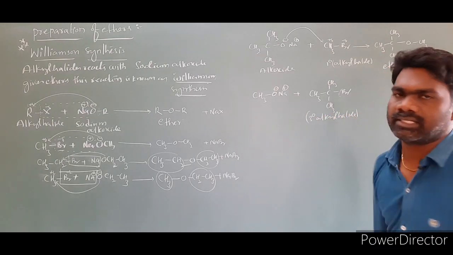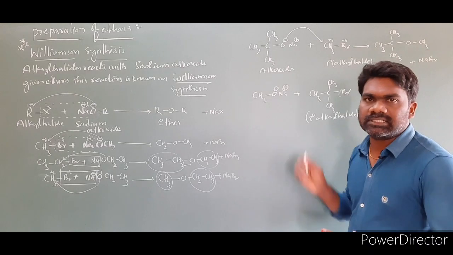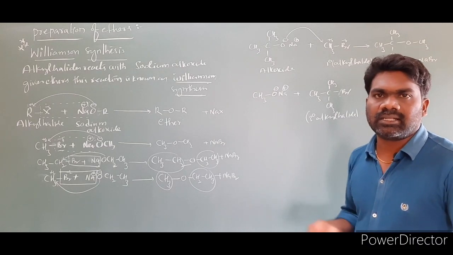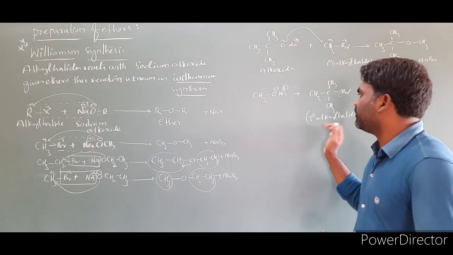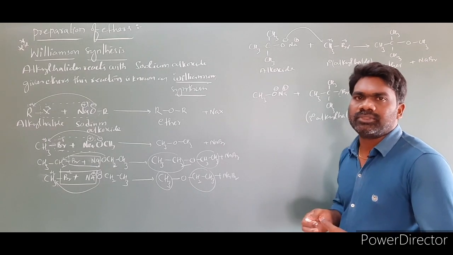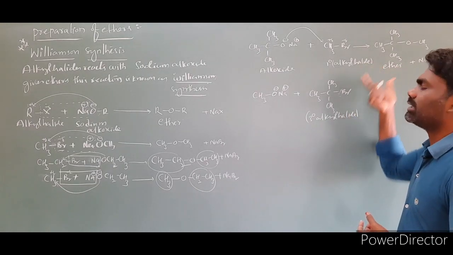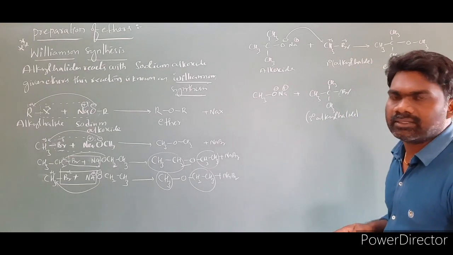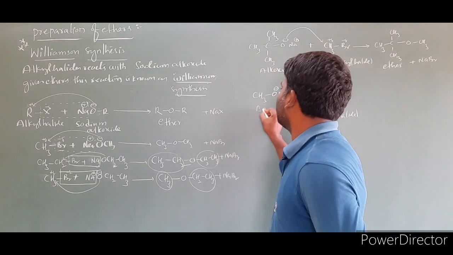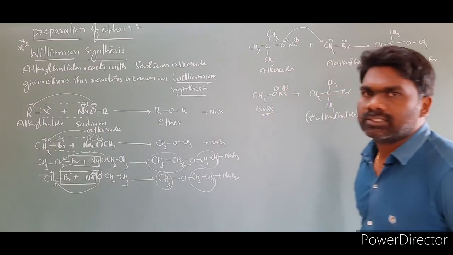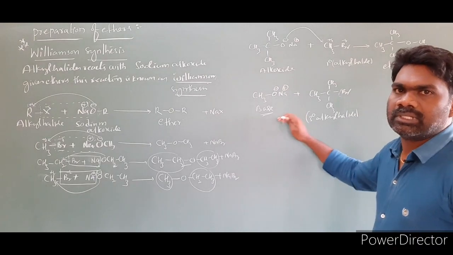The alkyl halide is tertiary. So what is the product in this reaction? The product is ether or alkene. In this case, if you take the tertiary alkyl halide, the product is not ether. The product is alkene, because this alkoxide can act as a base. So instead of nucleophilic substitution, there is elimination.